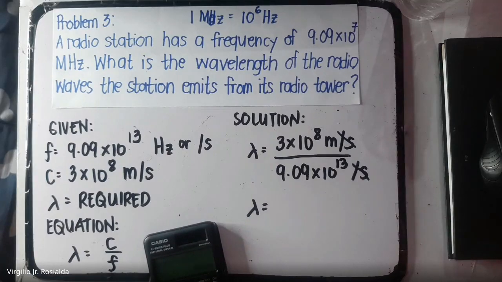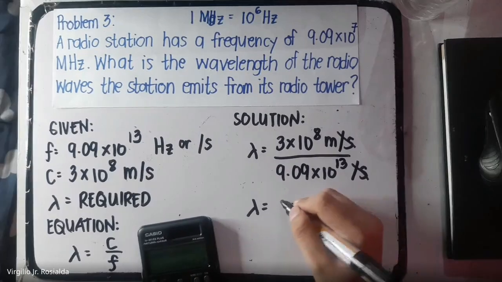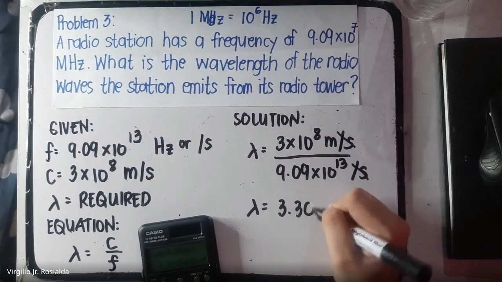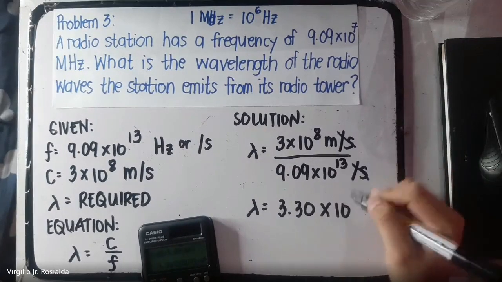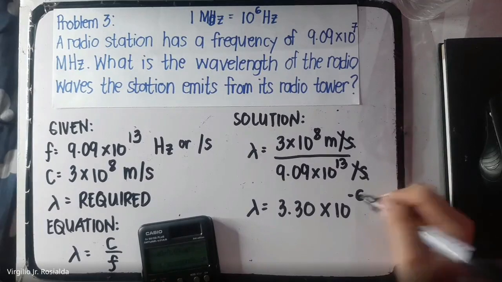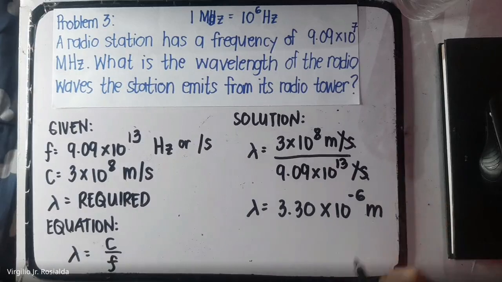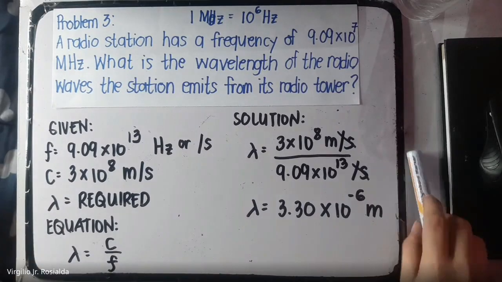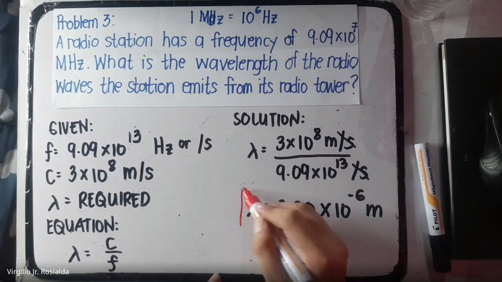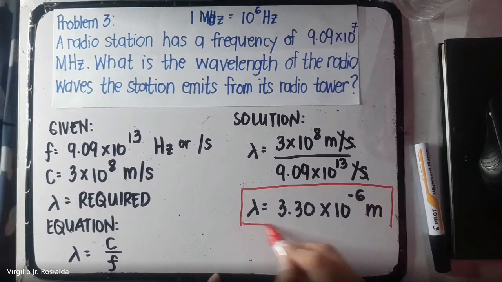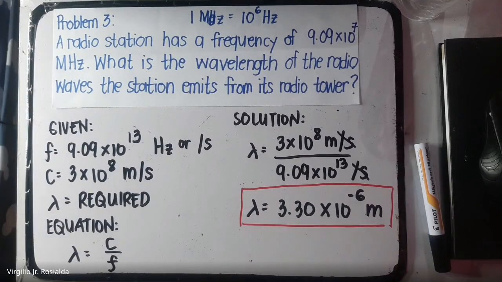Okay. So, the answer is 3.30 times 10 raised to negative 6. Unit meters. Okay, so 3.30 times 10 raised to negative 6 meter. Okay, so this is now the final answer for number 3 problem. For yung number 3 problem na yan, ito yung answer natin. Okay, sana naintindihan nyo at nakafollow kayo.